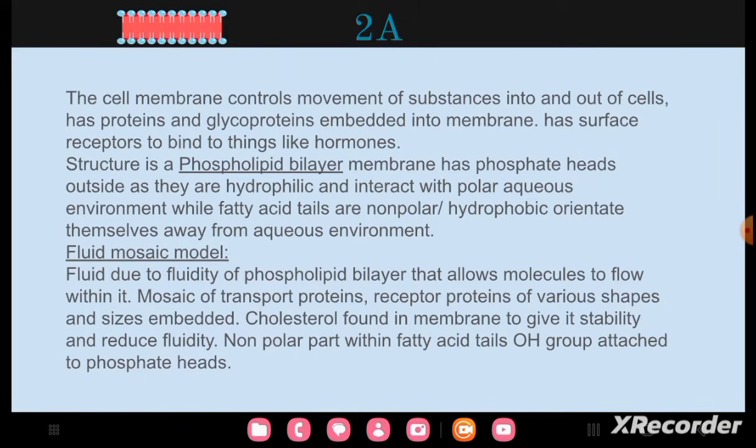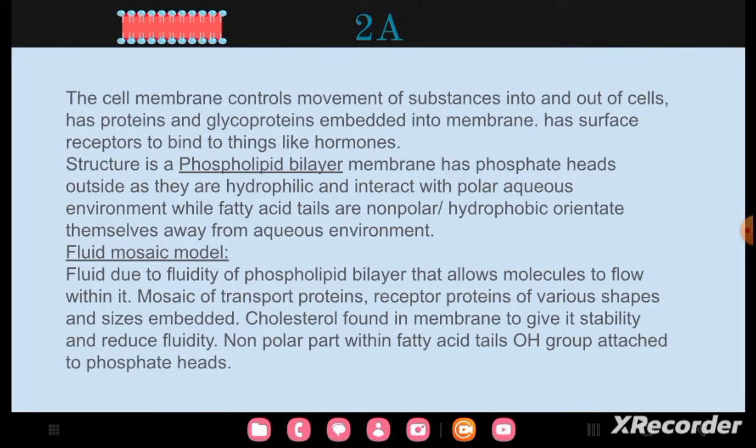It has phospholipid heads outside as they are hydrophilic and interact with the polar aqueous environment, while the fatty acid tails are nonpolar or hydrophobic, so they orientate themselves away from the aqueous environment. The fluid mosaic model is a model of the cell membrane. It's fluid due to the fluidity of the phospholipid bilayer. It allows molecules to flow within it, and the phospholipids are constantly moving.